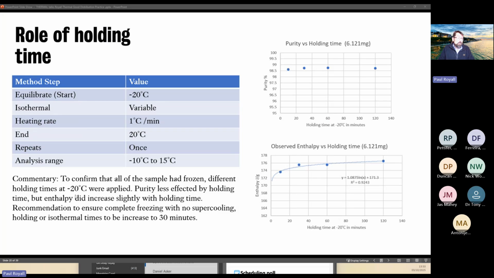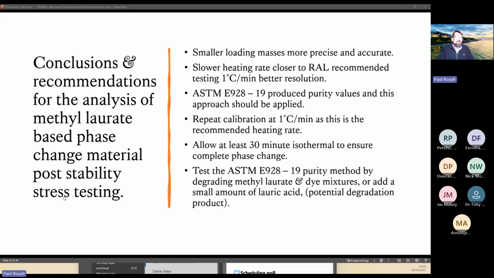So holding time is important, essentially that one. So conclusions: smaller loading mass, more precise and accurate, slower heating rate recommended. We got good purity values. We repeated the calibration at 1 degree C, because now we're getting things that can fit. And for these phase change materials, when we're doing these kinds of experiments, we need to leave it for at least 30 minutes.